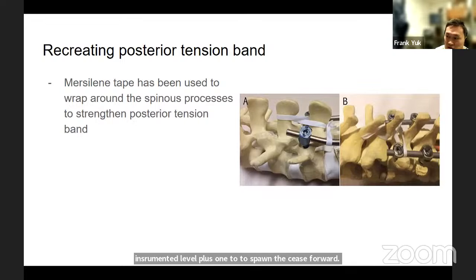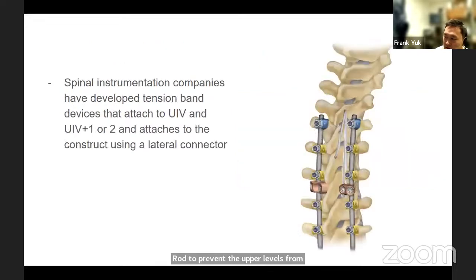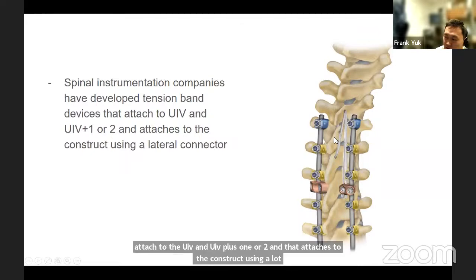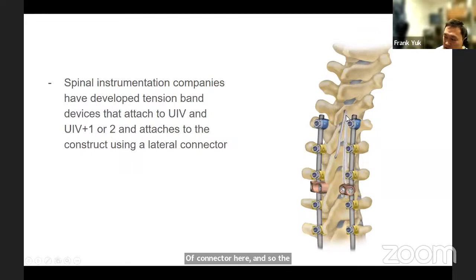You can also recreate the posterior tension band. In the past, Mersilene tape has been used to wrap around the spinous processes to strengthen the posterior tension band, like we see in this little diagram here, and then that's been tied to the rod to prevent the upper levels from kyphosing. Using this theory of Mersilene tape, spinal instrumentation companies have now developed tension band devices that attach to the UIV and UIV plus 1 or 2, and attach to the construct using a lateral connector here. These bands are basically sewn through the spinous processes, pulled back and tensioned onto the actual construct itself to prevent PJK.